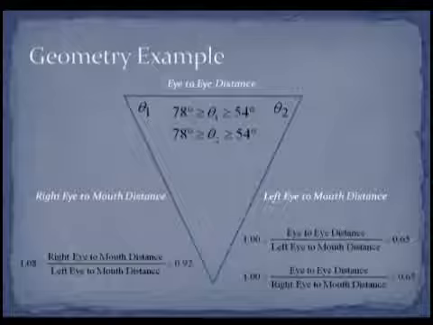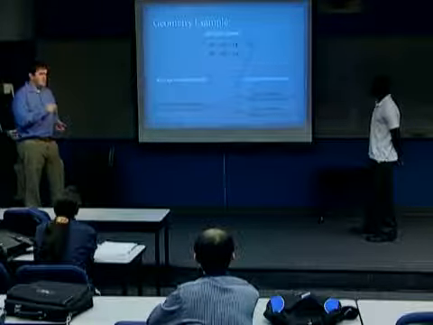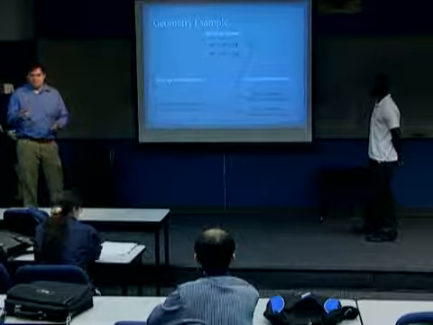The second test compares the right eye to mouth distance with the left eye to mouth distance. If that ratio is between 0.92 and 1.08, or plus or minus 8%, it will pass the test. And finally, the third test is to compare the eye-to-eye distance with each one of the eye-to-mouth distances. If it's between 65% and 100%, then it will pass the test. If an image passes all three tests, the triangle will be plotted on the image to show a potential face.